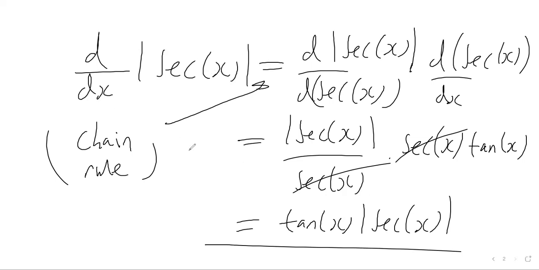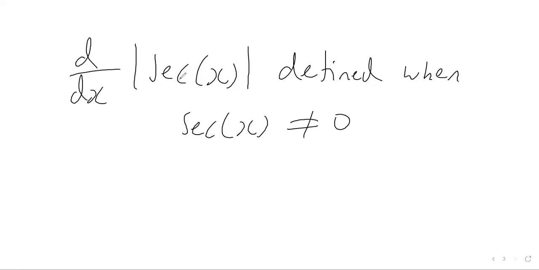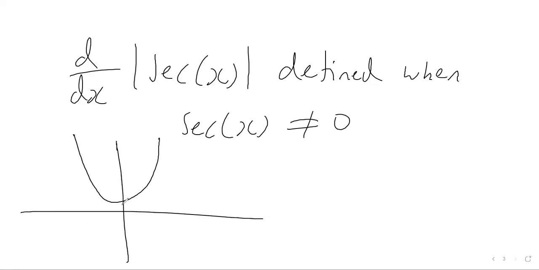Let's just consider the domain of x values for which this derivative holds true. In order for this modulus of sec x derivative to be defined, it is defined when sec does not equal 0. Obviously sec does not equal 0 for any x value, because a graph of sec looks roughly like this: 1 there, an asymptote here, -1 there, an asymptote there, a repeating periodic sequence of functions. So sec is never actually equal to 0.